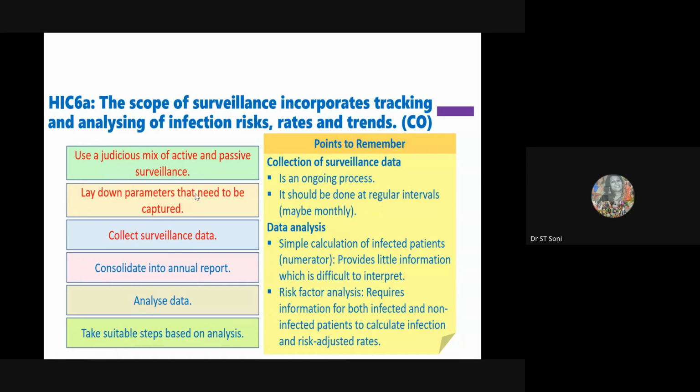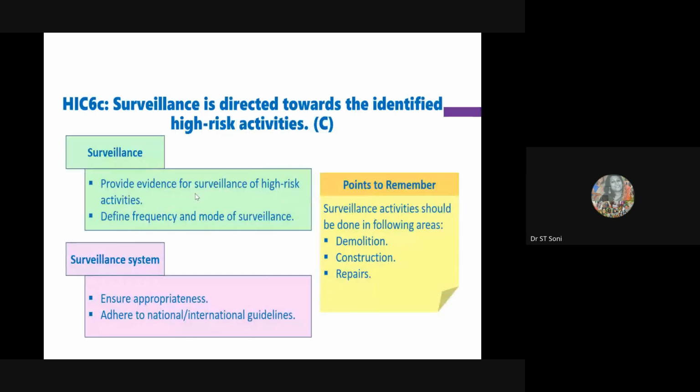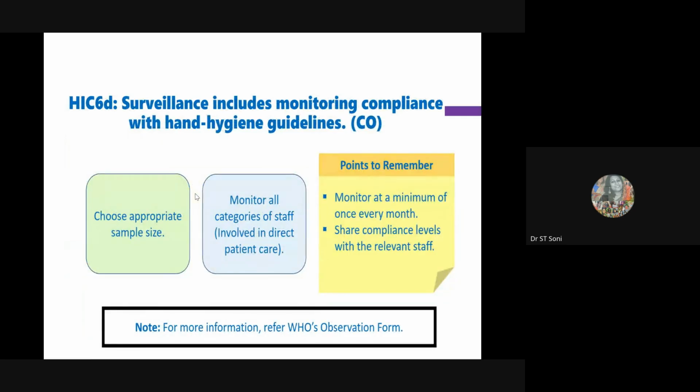Analyzing the risk rates and the trends of healthcare associated infection by the data collection through the surveillance process, verifying the data by the team, and random sampling by using the random sampling method, surveillance of the high risk areas and the activities. Okay, we have already talked a little about it.